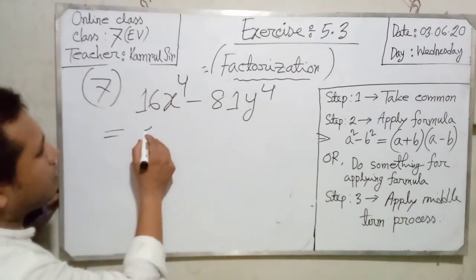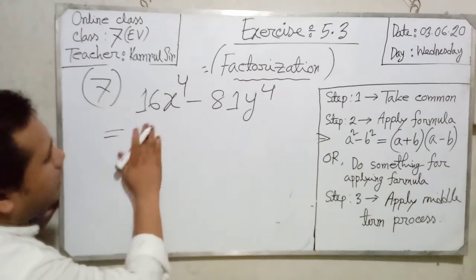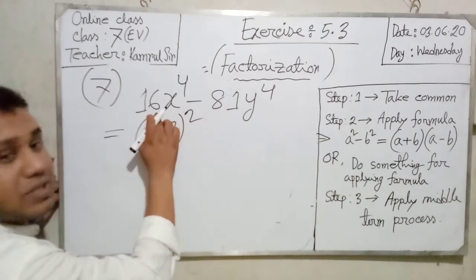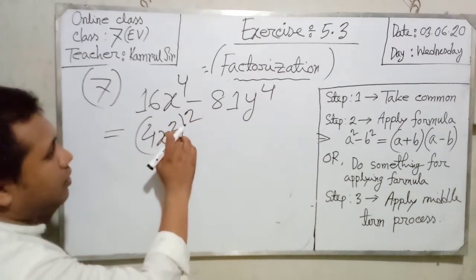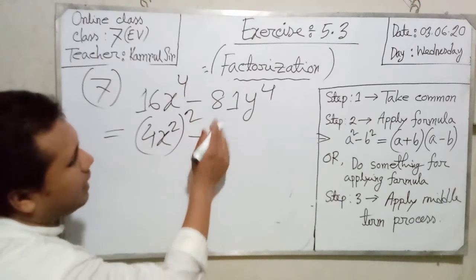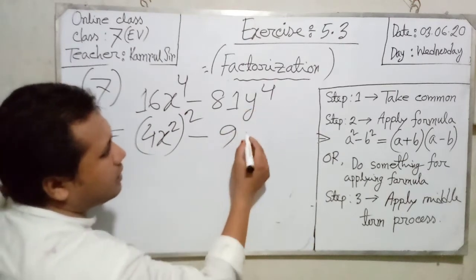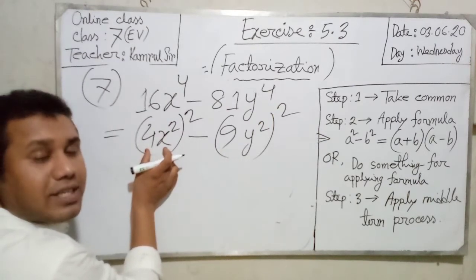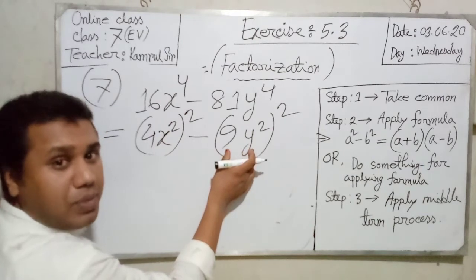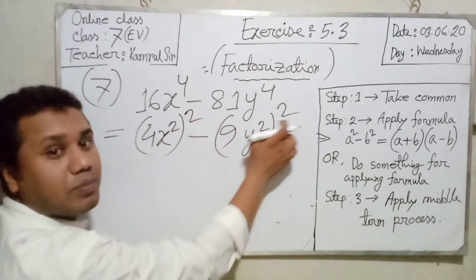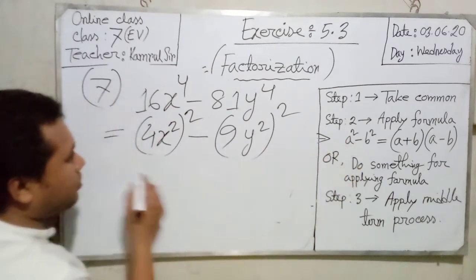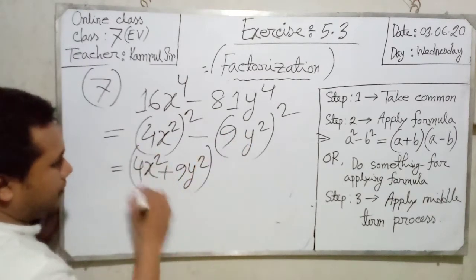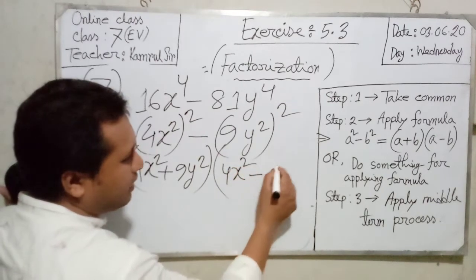If we write, look, this is according to (4x square) whole square. Look, 4 square, that means 16, and (x square) whole square. 2 2s are 4. Minus this 81 means 9, and this is (y square) whole square. Now look, if we take 4x square as a and 9y square as b, so this will be a square minus b square. So similar to the formula in step number 2. Now we can write (a plus b) and also (a minus b).